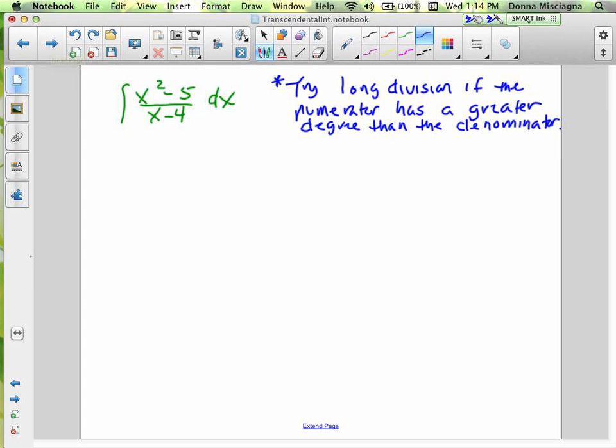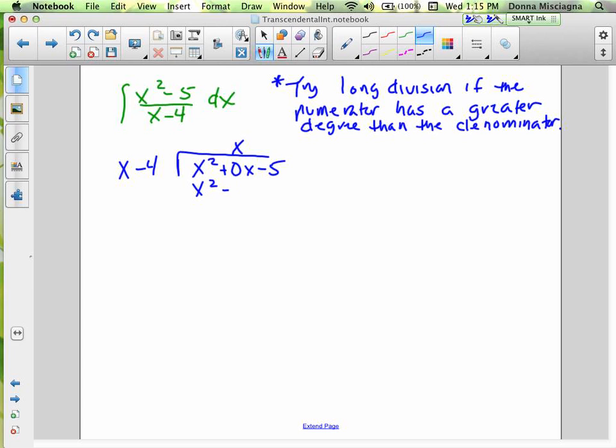So we're going to divide x squared minus 5 by x minus 4. Now there's no x term, so we're going to have to represent that with a 0. Everybody's got to be represented. Now we're going to divide x squared plus 0x by x minus 4. So what do we have to multiply x by to get x squared? That would be x. x times x is x squared.